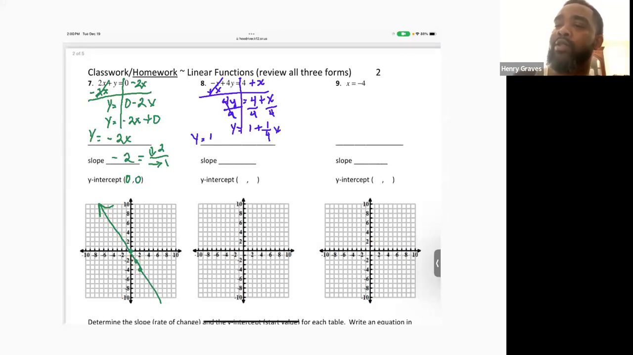So my y-intercept is (0, 1), because my b is 1. Slope is 1/4. I put the dot here. I go up 1, then over 1, 2, 3, 4. I connect my dots and I graph it. Like so.